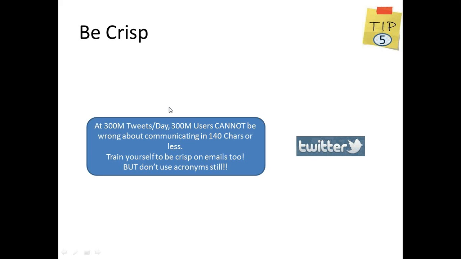I'm pretty sure many of you are using Twitter these days, okay? Look at some of the statistics in Twitter today. 300 million tweets a day, roughly 300 million users. They cannot be wrong about communicating in 140 characters or less, right? And SMS, billions of SMS are being sent. SMS is the biggest killer app in the mobile industry, limited to 140 characters or less, okay? That is being crisp, being short on your emails. You have to train yourself to be crisp on your emails. If you can't remember that, remember Twitter, okay?